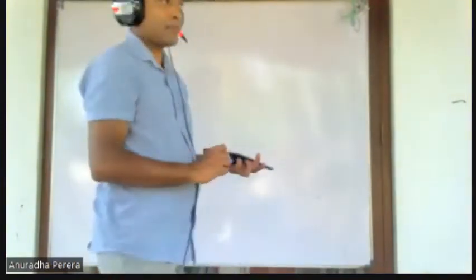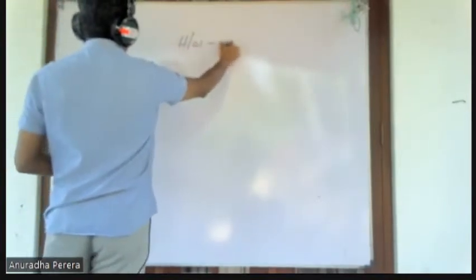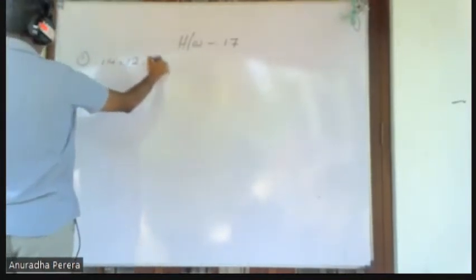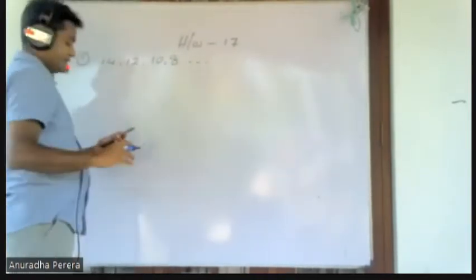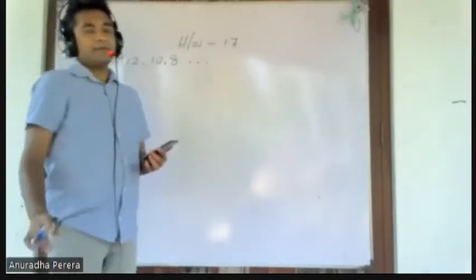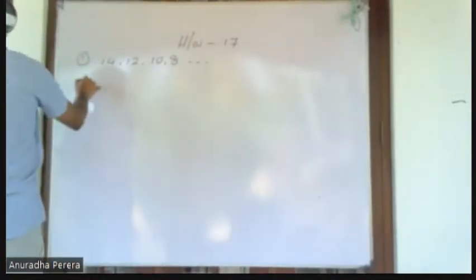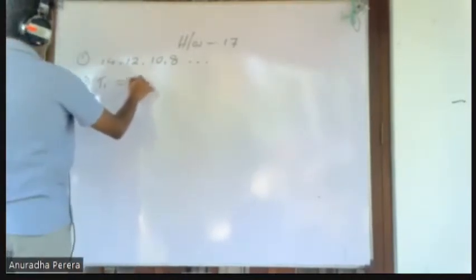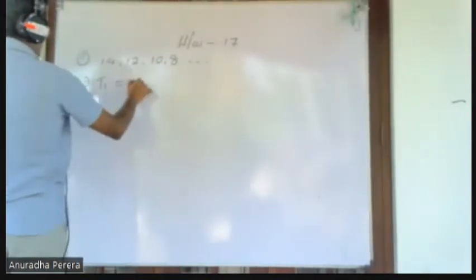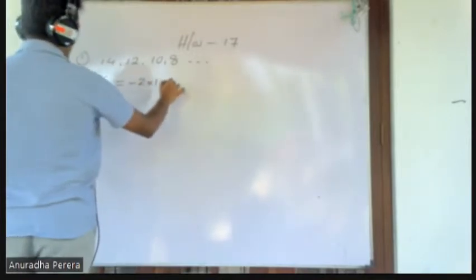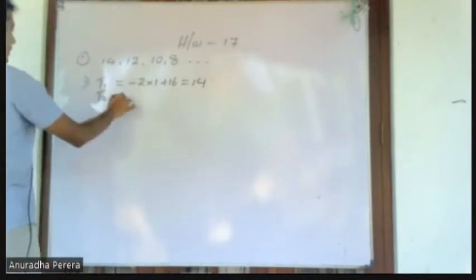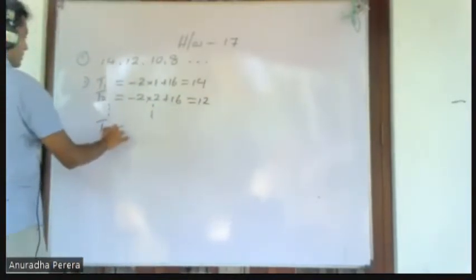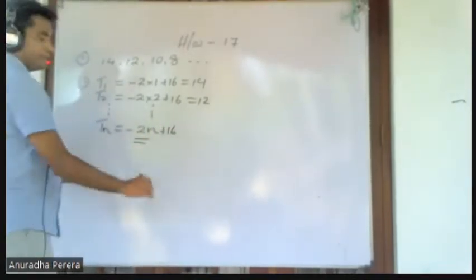Homework number 17. 14, 12, 10, 8. Find the general term. We can see the common difference is -2. When finding T1, we have to start from the previous term, which is 16. Then -2 times 1 plus 16 is 14. T2 is -2 times 2, -4, plus 16, 12. Then the general term is Tn equals -2n plus 16. This is the general term.